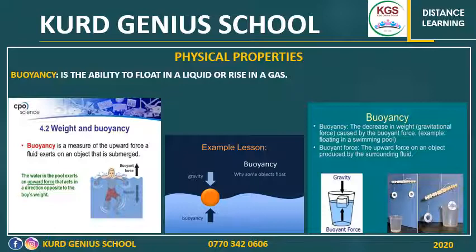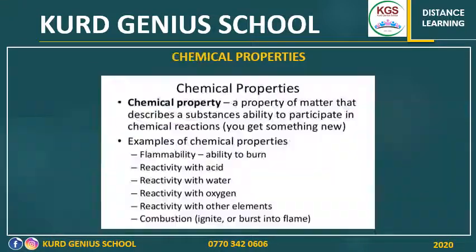And right here we have different cups filled with different materials, and each one of them contains a lot of water. So the buoyant force is the upward force on an object produced by the surrounding fluids. Guys, this is all about buoyancy, and those are the examples that I explained right now. And so we finished the physical properties and physical change.